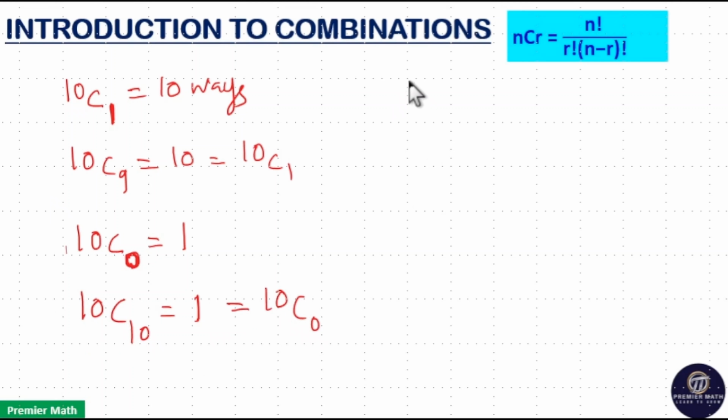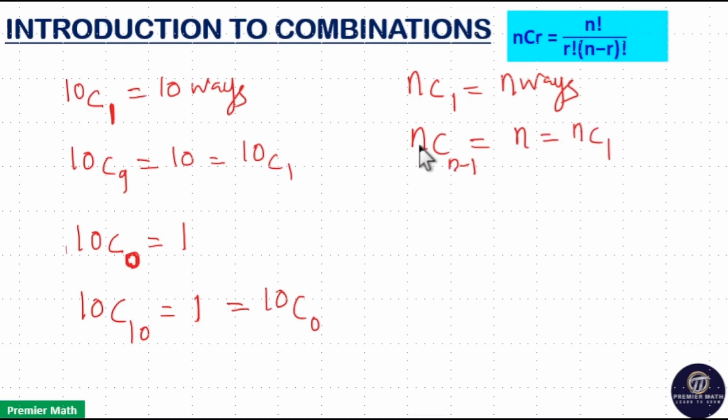So, if you are selecting one object out of this n objects, this can be done in n ways. And if you are selecting n minus 1 objects out of this n objects, this can be done in n ways because nC(n minus 1) is equal to nC1.